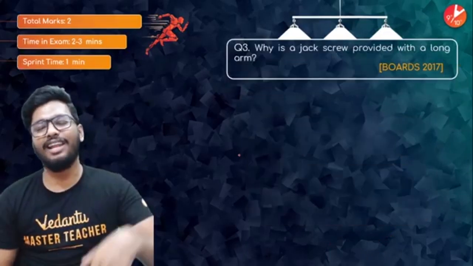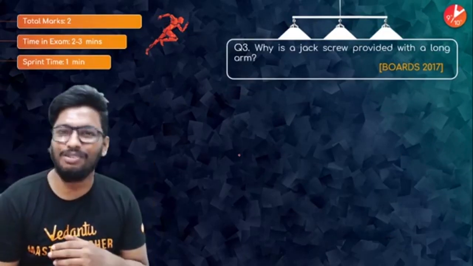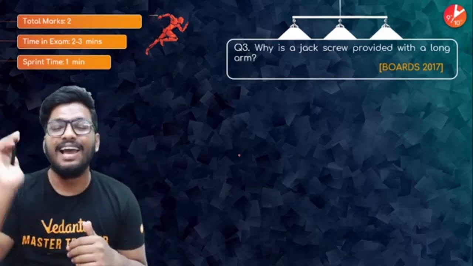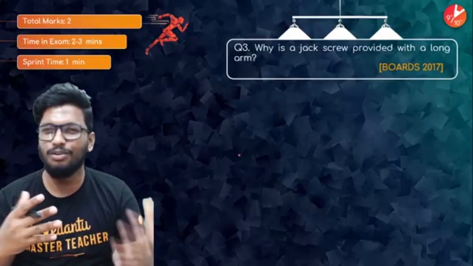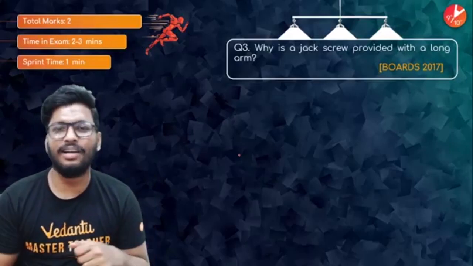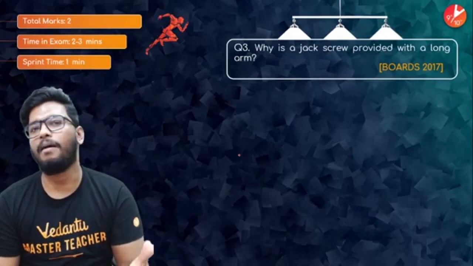Moving on to the third question, again from 2017 board exam itself. So many questions from 2017. Here's the question. Again, it's a 2 mark question. Time in your exam is given. You can take up to 2 to 3 minutes, but sprint time 1 minute is. Here we go. Why is a jack screw provided with a long arm?